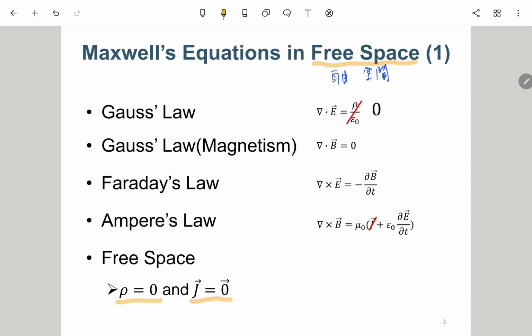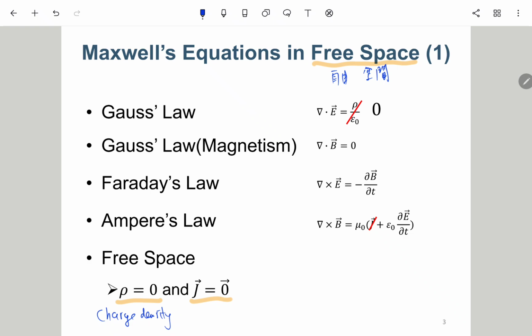Just in case you forgot what is rho and what is J, rho is the charge density in the space. It is actually a function of x, y, z, and also t, but usually we consider it doesn't change with time. So this means that there's no charge in the space, so no charge will generate the E field.